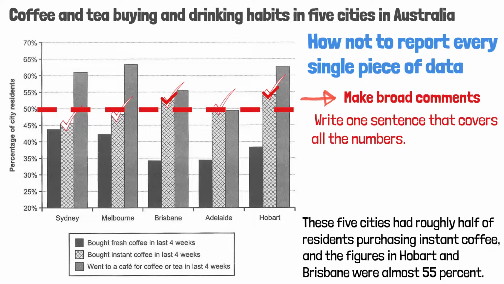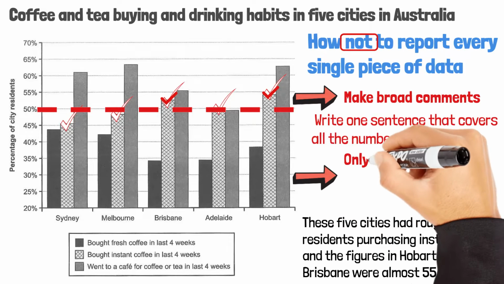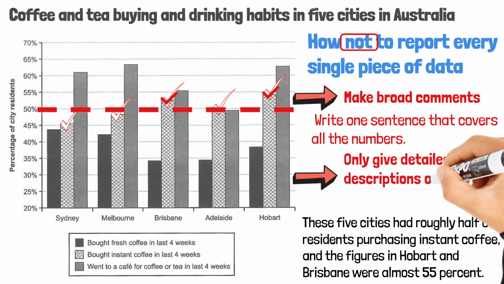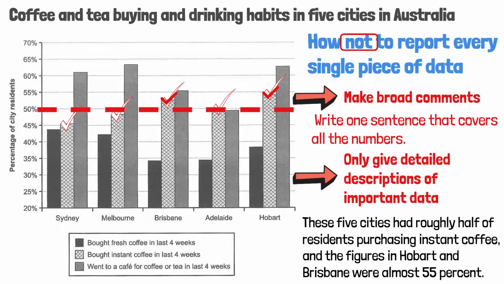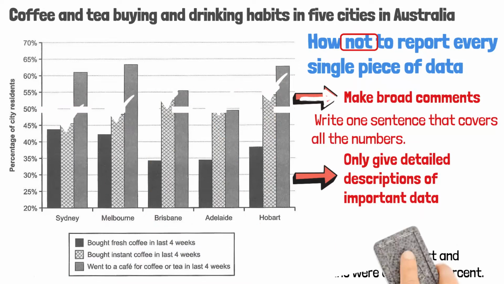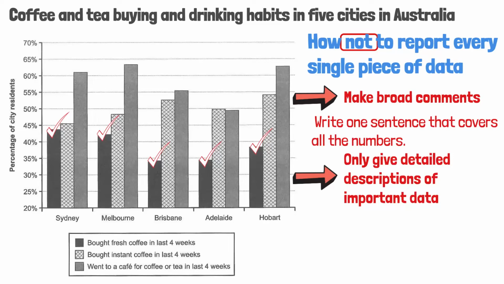This is the method I'm trying to show you in this video. How can we not report every single piece of data? The secret is not to omit some data. I'm not saying omitting data is wrong, but often we don't know what to omit. Instead, we can make broad comments on a group of data and only give detailed descriptions of important data in this group. Now let's use this method to describe the smallest category.